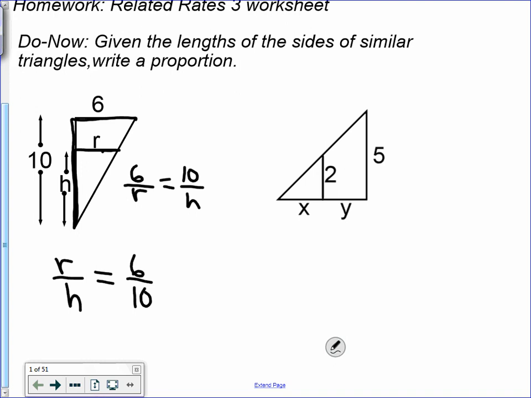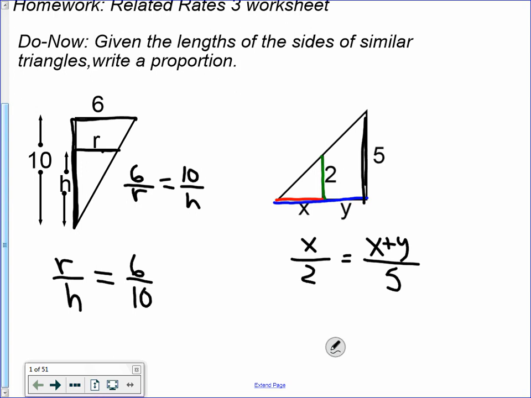Now, this one over here, X is only this part, and Y is only that part. So this one, you've got to think a little bit more. Anyone want to try that one, setting up a proportion? Yes, Savannah. Nice job. Okay, so let's see what she did. She said X is to 2 in the little one as this side, X plus Y, is to this side, the 5 in the other one.